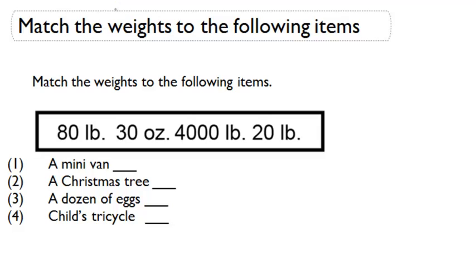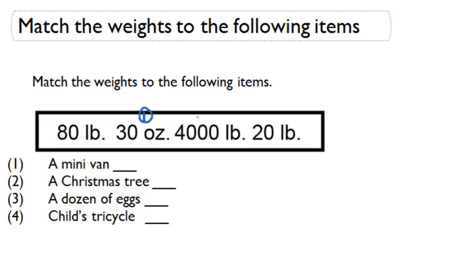Now, the first thing I'm going to do here is put my weights in order from least to greatest so that I know which one's the smallest and which one's the biggest. I'm going to label the smallest with a 1. That's going to be my 30 ounces since it's the only one measured in ounces, and ounces are much smaller than pounds. So I'm going to label my 30 ounces as 1.